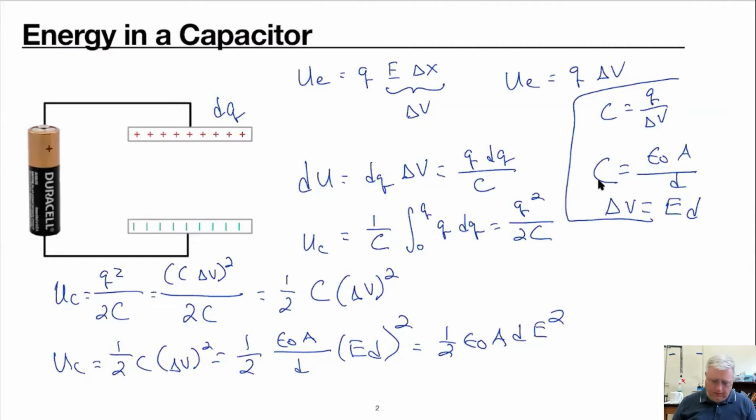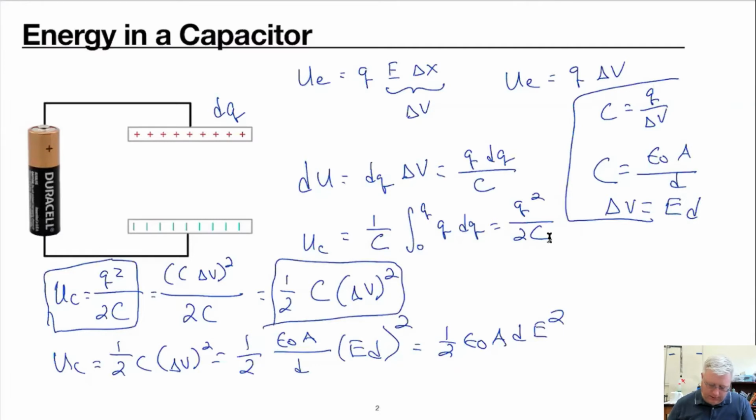So there are a few ways to find the electric potential energy within the parallel plate capacitor, depending on what we want to know. We have Q squared over 2C, 1/2 C delta V squared, or 1/2 epsilon naught area, distance between the plates, electric field squared.